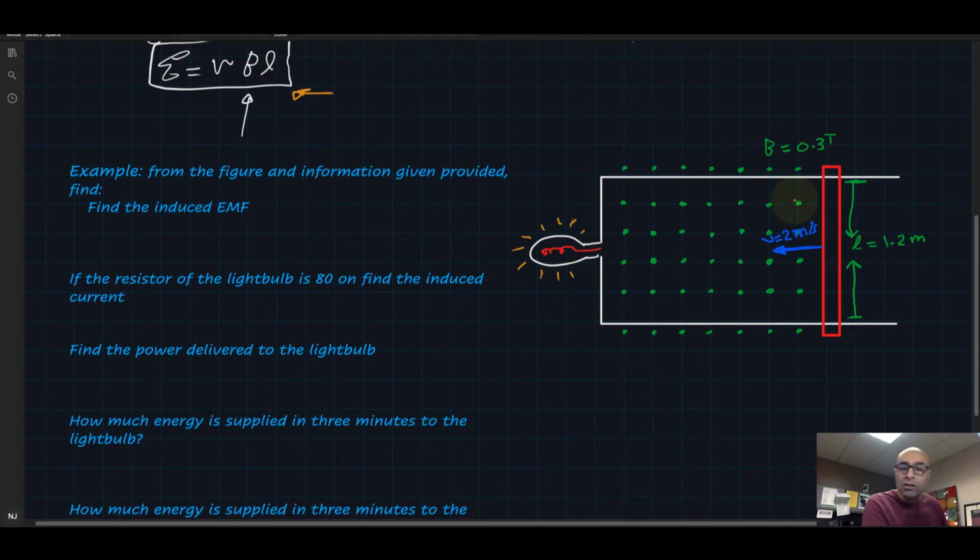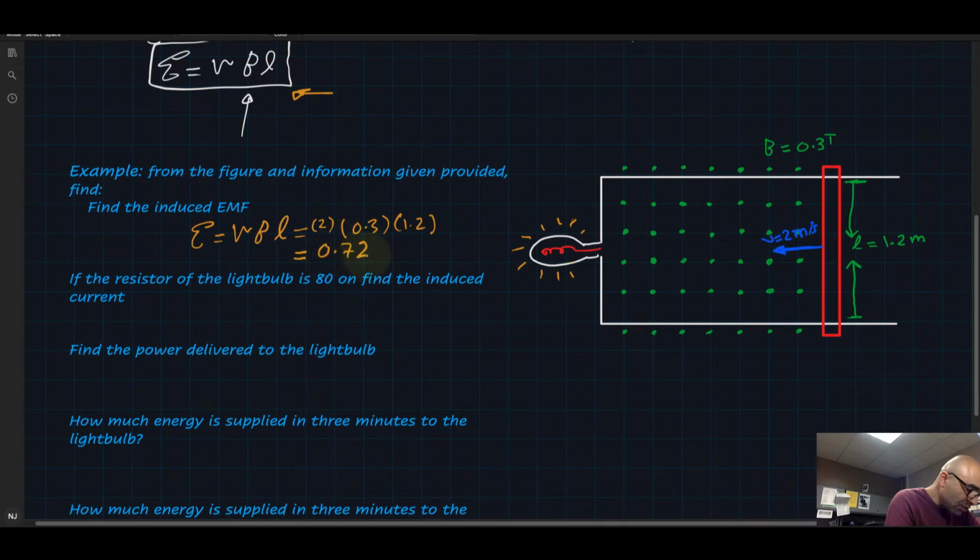So let's find out what needs to be done. Find the induced EMF. Okay, that's the equation. The induced EMF is equal to VBL, and if we plug in the numbers, the velocity is 2, the magnetic field is 0.3, and L is equal to 1.2 meters. And if we calculate these numbers, we are going to find the answer to be 0.72.